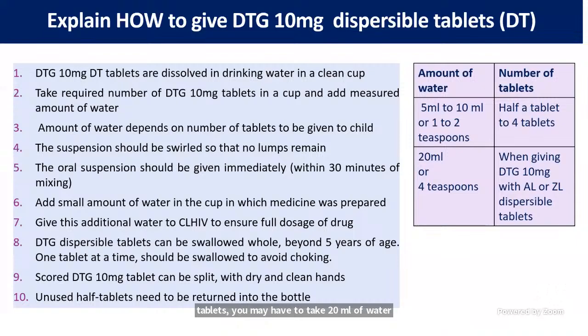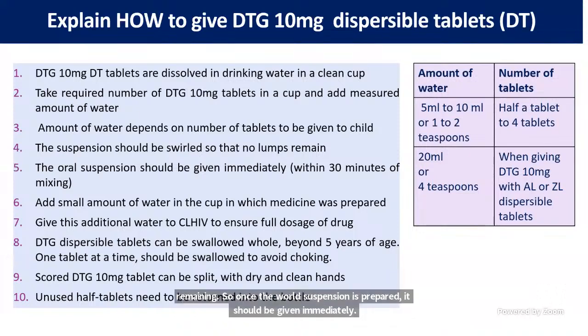So take the 10 milligram DTG dispersible tablet. It should be dissolved in drinking potable water in a clean cup. Take the required number of tablets as per the weight band in a cup. Add the measured amount of water. The amount of water depends on the number of tablets, as I've already mentioned. The suspension should be stirred so that no lumps remain. Once the oral suspension is prepared, it should be given immediately, maximum within 30 minutes of mixing.